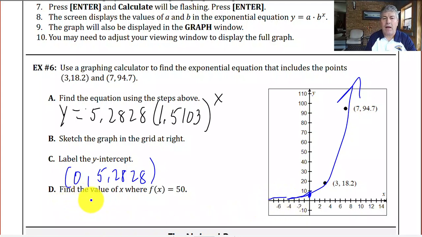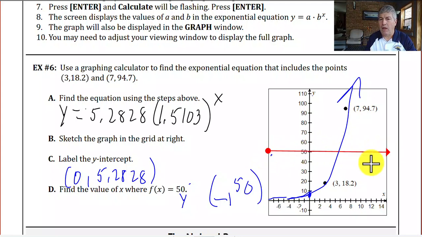Find the value where f of x equals 50, so we want an output, or a y, of 50. So this is the ordered pair (something, 50). So I don't know what my x is, but I know my y is 50. So I'm going to graph a horizontal line at y equals 50 and figure out what that corresponding x value is going to be. So I'm going to flip over to the graphing calculator and plug that in, and then we'll find the intersection.